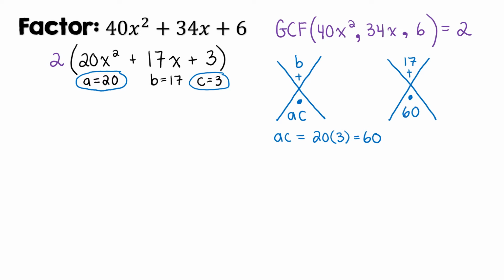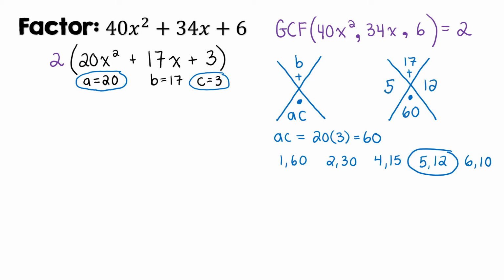So we'll list the different factor pairs for 60. So that could be 1 and 60, 2 and 30, 4 and 15, 5 and 12, or 6 and 10. And then we need to choose the factor pair that adds to 17, which is 5 and 12. So 5 times 12 is equal to 60, and 5 plus 12 is equal to 17. And these will be the coefficients of our split b term.